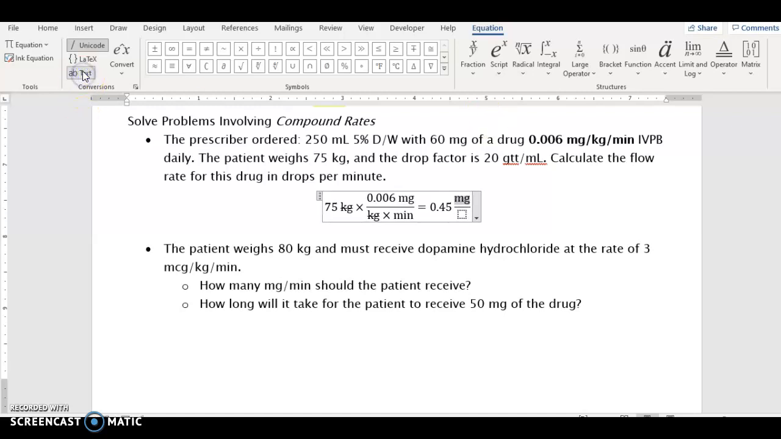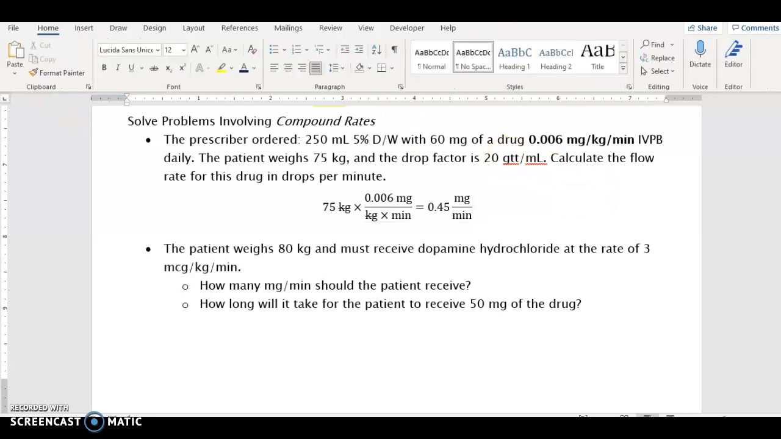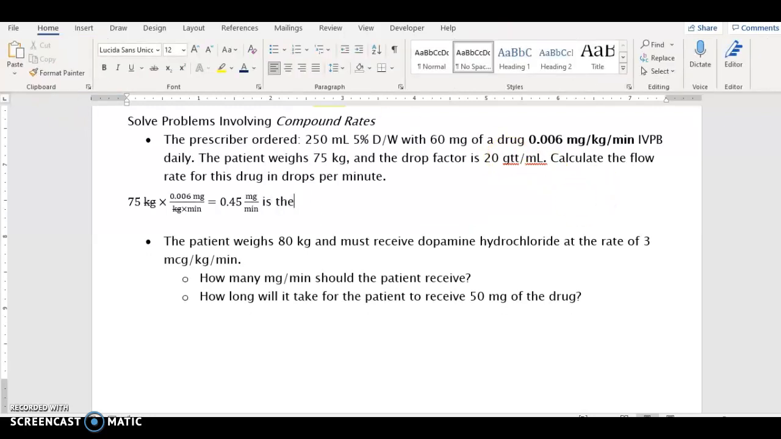Once we have the drug rate, we can figure out the flow rate. So 0.45 milligrams per minute is our drug rate, so it is the rate at which the patient is receiving the drug.